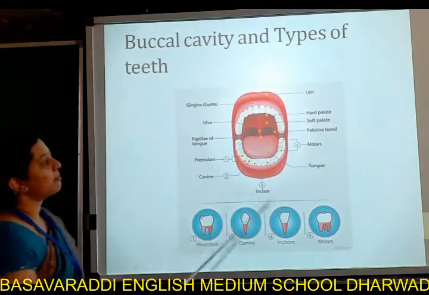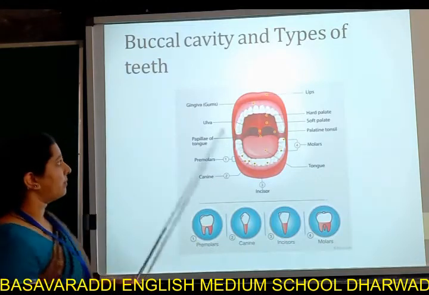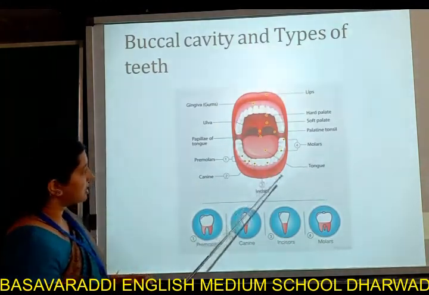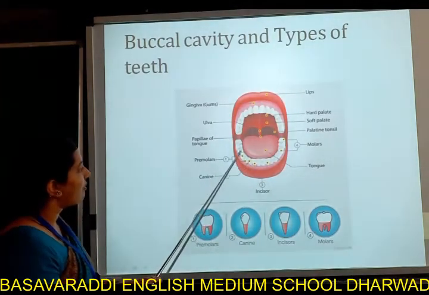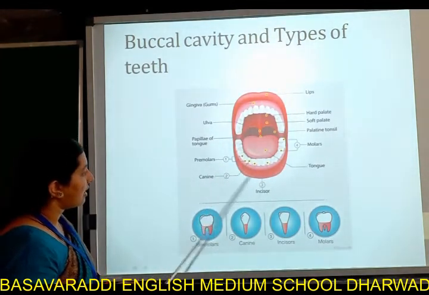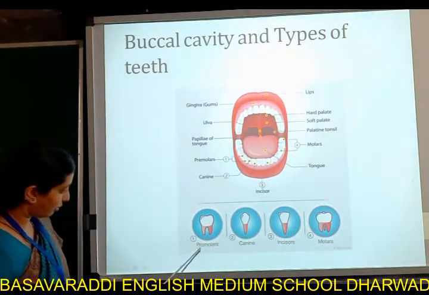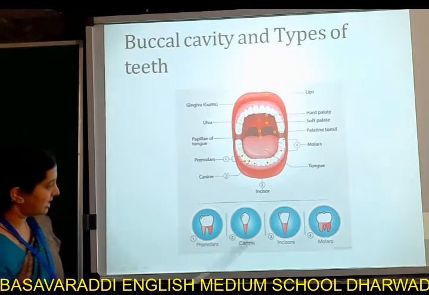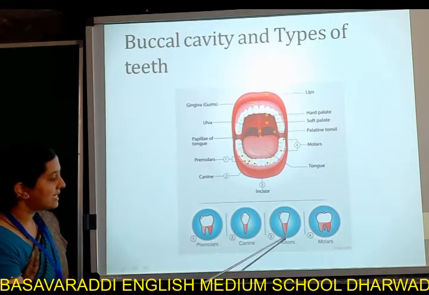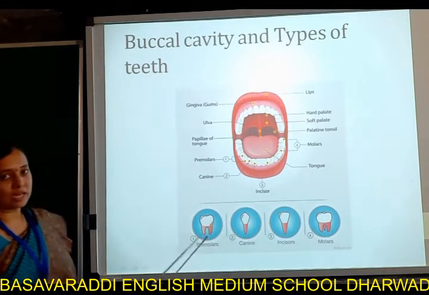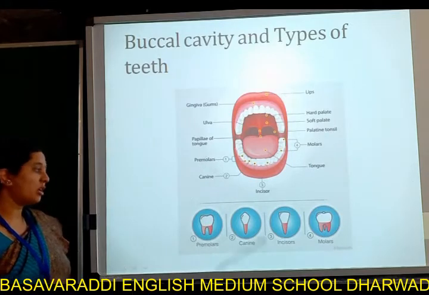Yes, so this is the complete picture of your buccal cavity and different types of teeth here. You are able to see the lips, the tongue, and in case of your teeth, you have premolars, canine, incisors and molars. If you observe here, each one, you have premolars, canine, incisors and molars.